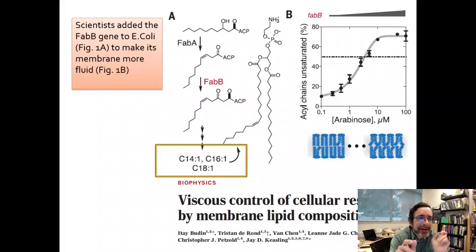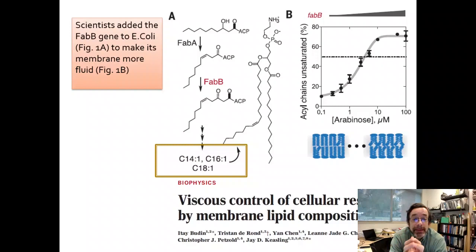They did this in E. coli, and the thing is, E. coli and mitochondria are very biochemically similar. It's hard to tell them apart. So let me be accurate about this. They did this in E. coli. E. coli runs mitochondrial-type cellular respiration machinery in its shell, in its membrane. And so just like it modulates the fluidity of its membrane by doing saturated or unsaturated, what they did is scientists added the gene that makes unsaturated lipids.